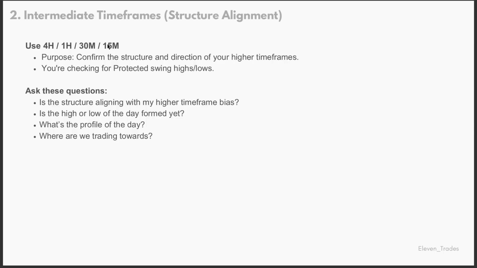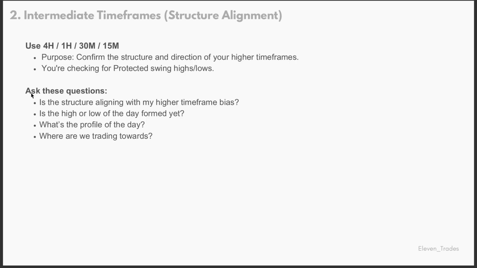Now the intermediate time frame, which is for the structure alignment and finding your swing points. The purpose of this is confirming the structure within the high time frame direction. For example, if you are bearish for the day, then you can confirm the structure on the lower time frames, the 4 hour, the 1 hour, the 30-minute, and the 15-minute, and you are checking for the protected swings to trade away from. When you get into the intermediate time frames, ask these questions: is the structure aligning with my high time frame bias?